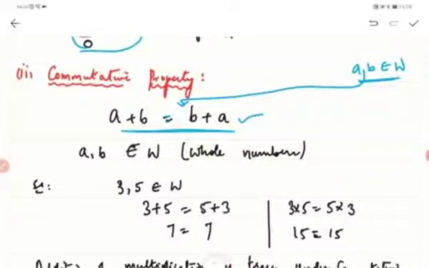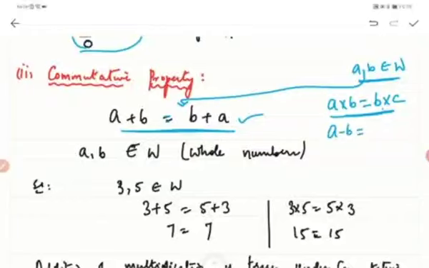It is similar for multiplication. A cross B should be equal to B cross A. If this is true, then you can say that multiplication is true under commutative. What about subtraction? If you say A minus B is equal to B minus A, this will not be correct. If you want, we will see examples later, don't worry about that.